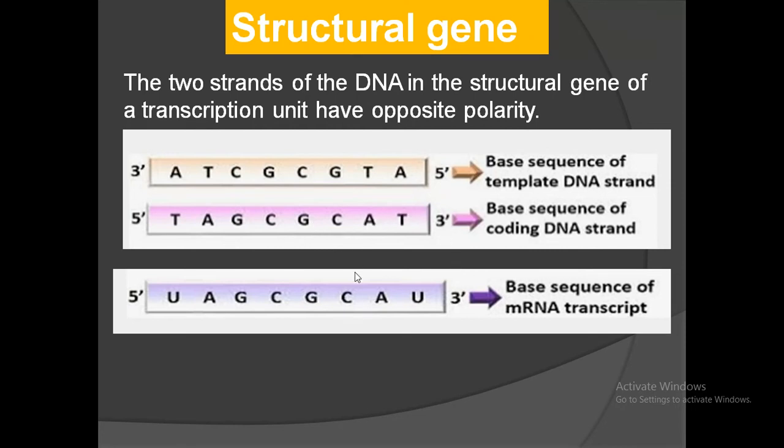And both the polynucleotides, that is the coding DNA and the mRNA transcript, are complementary to the template strand. T is in the template strand. The complementary nucleotide of T is adenine. Adenine is in the coding strand as well as the mRNA. So the coding strand and mRNA are complementary to the template strand.